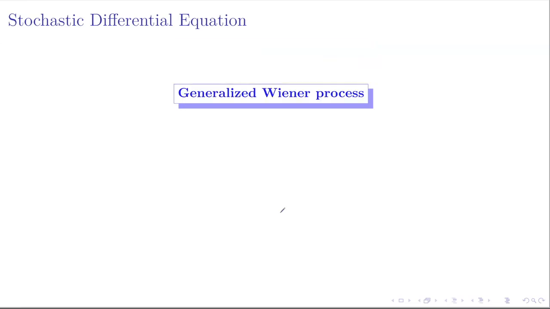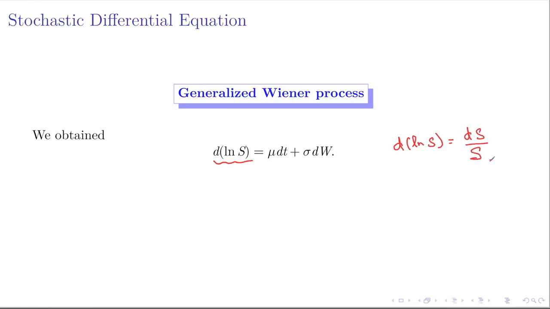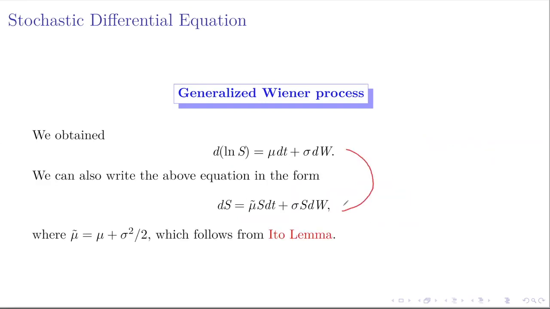Now, another interesting thing to observe is that you can differentiate this term, right? So how will you do it? d log S may be written as dS by S, right? So that may tempt us to write this equivalently as dS is equal to mu S dt plus sigma S dW. But unfortunately, this is not correct. Rather, this can be written in this form where everything is okay. That is, dS is equal to some mu times S dt plus sigma S dW, but this mu is slightly different. You see, mu is given by your previous mu plus sigma square by 2.